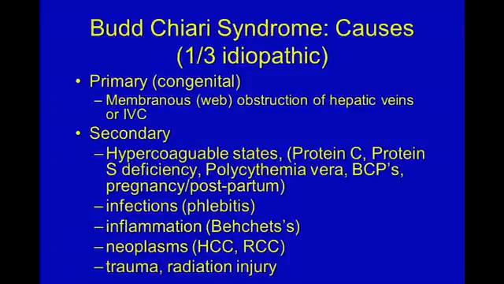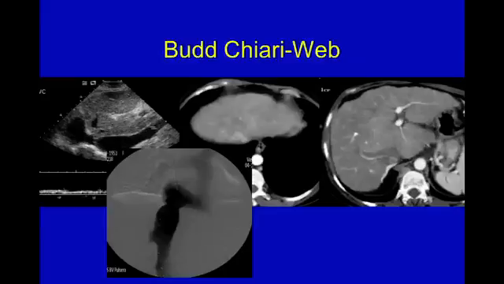In Budd-Chiari, about a third are idiopathic, and of those that we can find a cause, there are primary causes, which are membranous webs that obstruct either the hepatic veins or the IVC, and much more common are secondary causes, including hypercoagulable states or inflammation or infection, or even tumors.